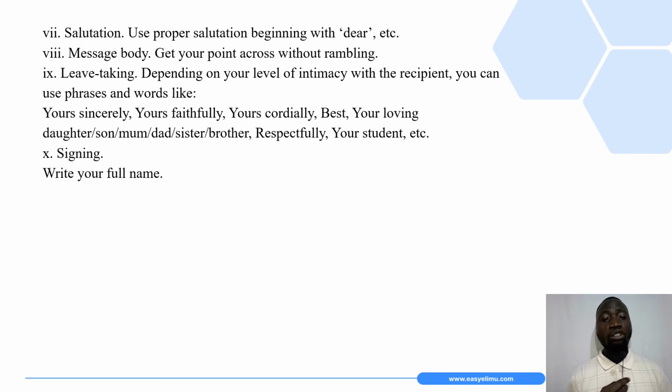So after the closing remarks, and the examples are there based on your level of closeness, you move to the signing. That is, you append your signature. Then after the signature, write your full name. So when closing your email, ensure that you follow that order, beginning with the closing remark, moving to the signature, then lastly your name.